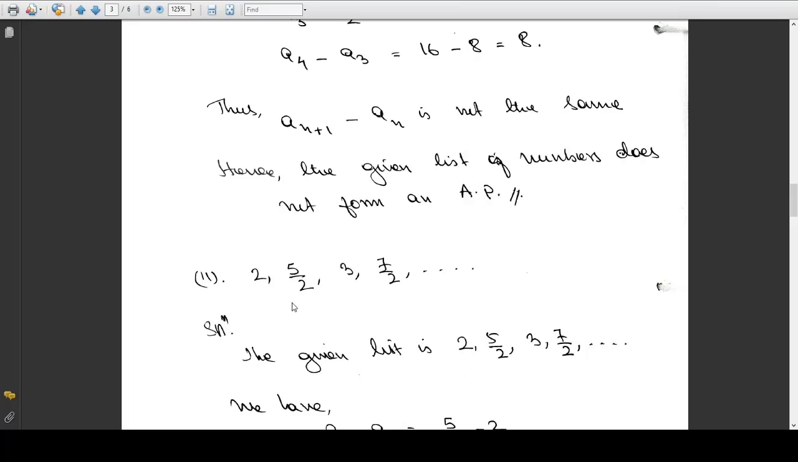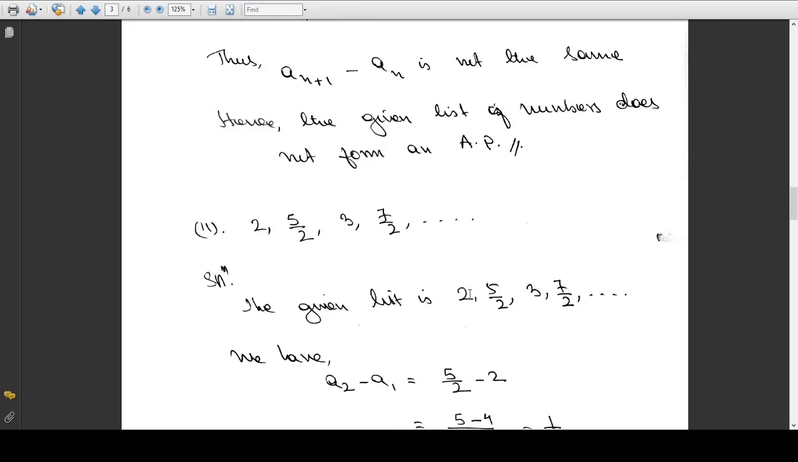2.5, 3, 3.5, 4, and so on. That means, just by looking at this, you will know that it is an AP. Okay, now to write it as a solution, we'll see whether the difference between the second minus first, third minus second, and fourth minus third gives the same value or not. Okay, now the given list is this one.